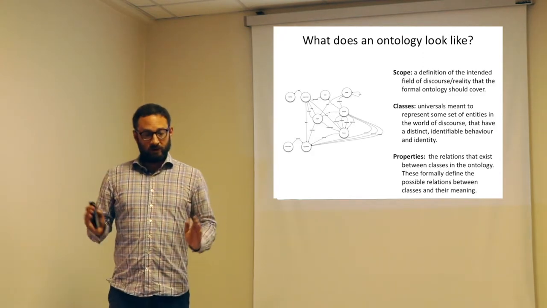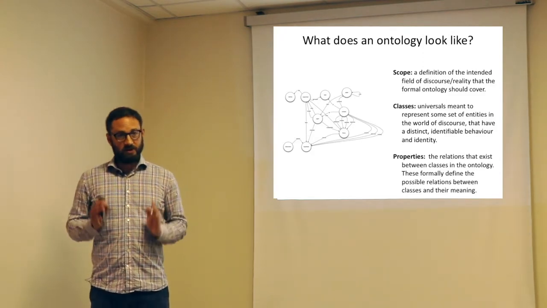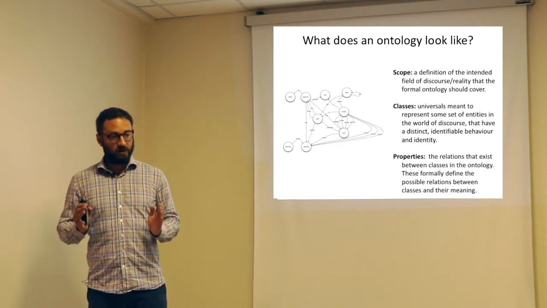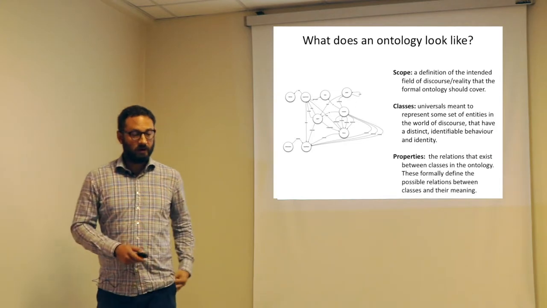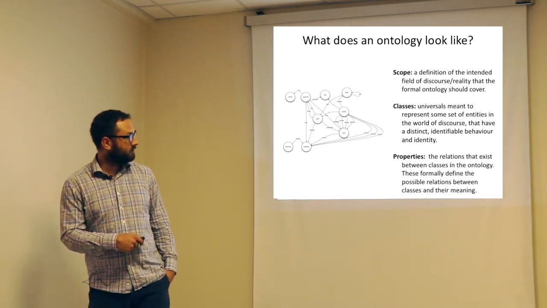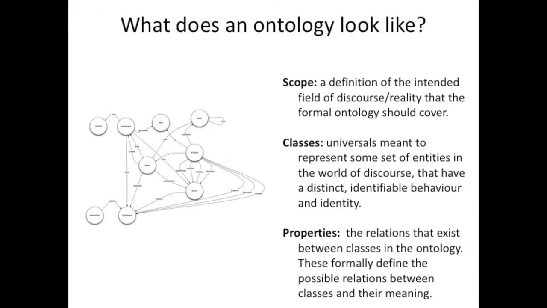Then, when you've read the scope and you see that this ontology is talking about the same world I'm talking about, and it's interesting for me to try to adopt or use, then the ontology will have a series of declarations of classes and properties. What are classes and properties? A class is a universal that's meant to represent some set of entities in the world of discourse that have a distinct, identifiable behavior and identity.